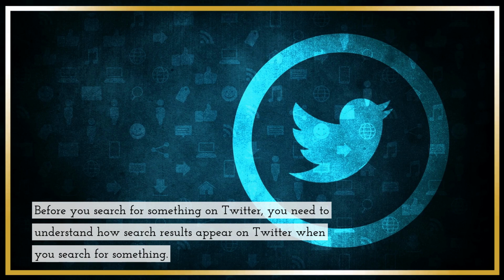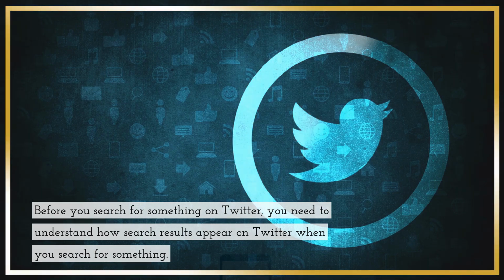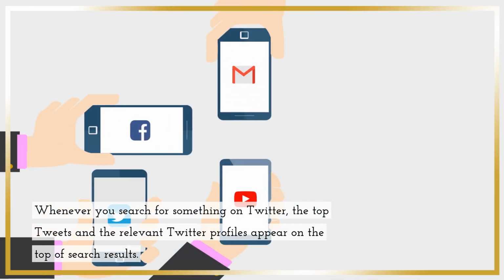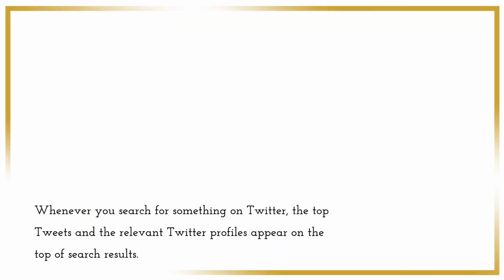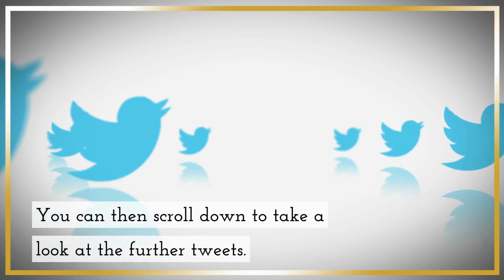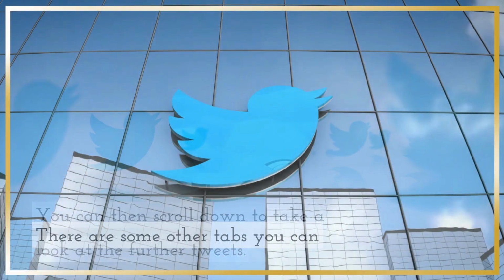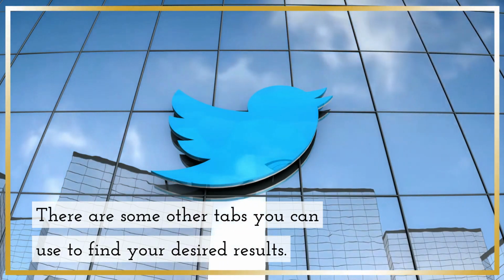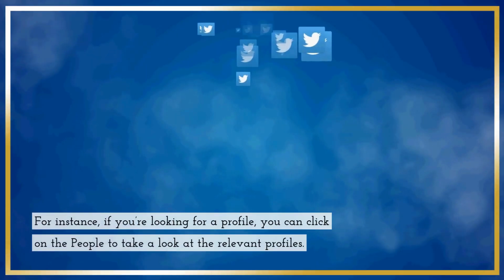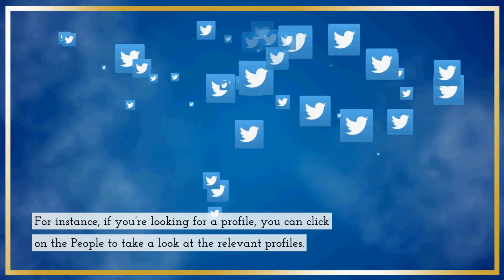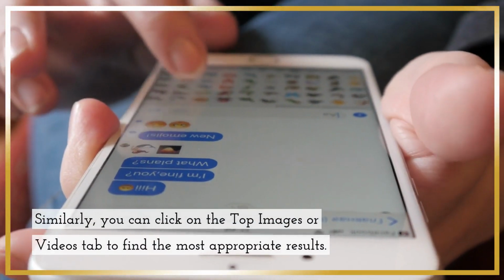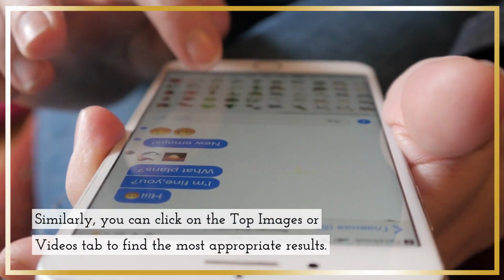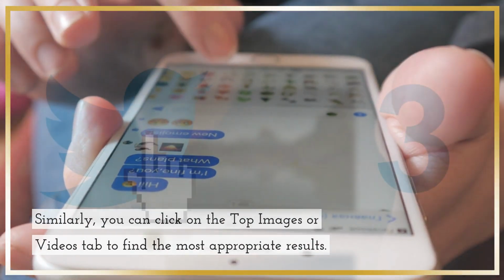Before you search for something on Twitter, you need to understand how search results appear on Twitter. Whenever you search for something on Twitter, the top tweets and the relevant Twitter profiles appear on the top of search results. You can then scroll down to take a look at the further tweets. There are some other tabs you can use to find your desired results. For instance, if you're looking for a profile, you can click on the people tab to take a look at the relevant profiles. Similarly, you can click on the top, images or videos tab to find the most appropriate results.